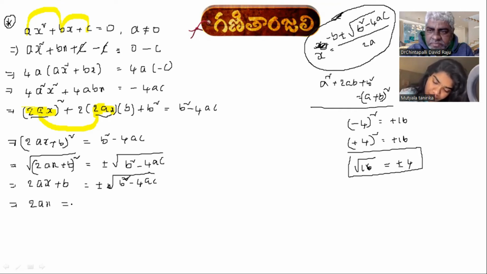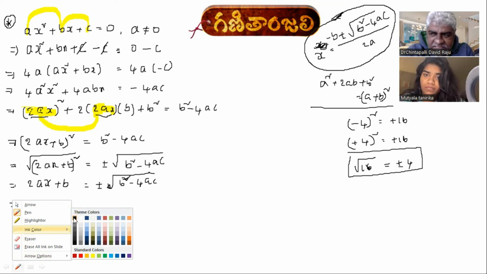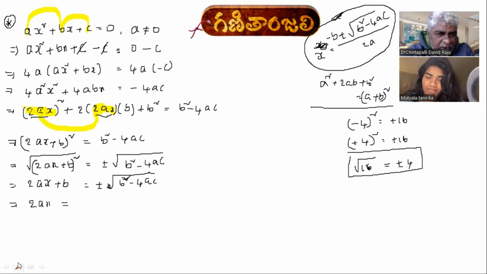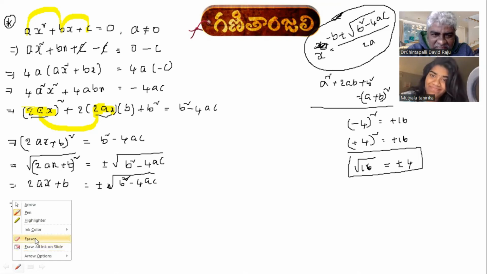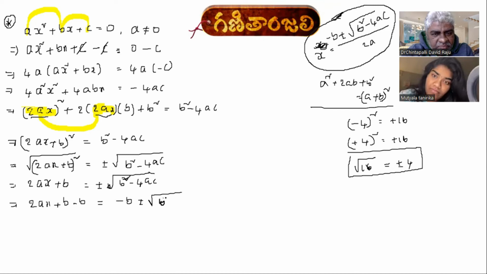2ax is equal to... I try to teach in our language. That means in the style of the US, it is not bringing plus b to the right hand side. It is adding minus b on both sides. Am I right? Actually, it is 2ax plus b, and we are adding minus b on both sides, equal to minus b plus or minus the square root of b square minus 4ac. Actually, that is the original style. There is no concept of bringing something to the right hand side. That's not a mathematical term.